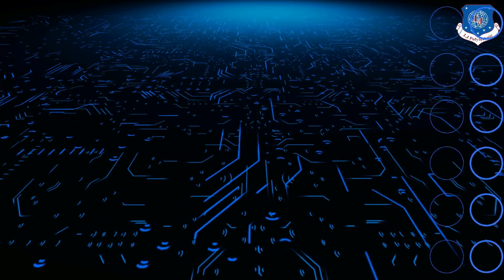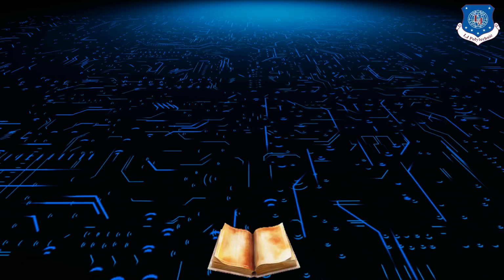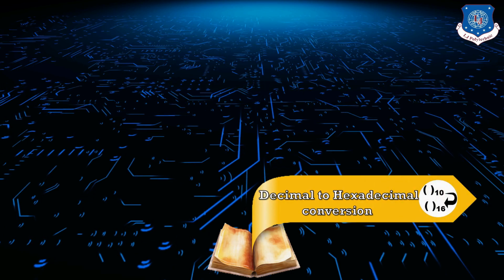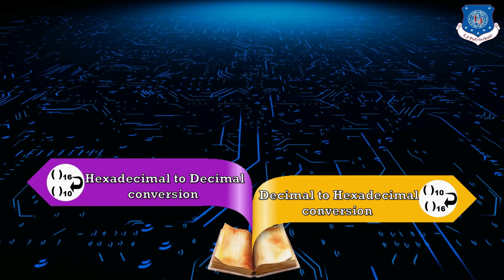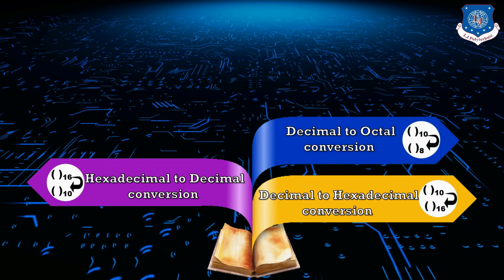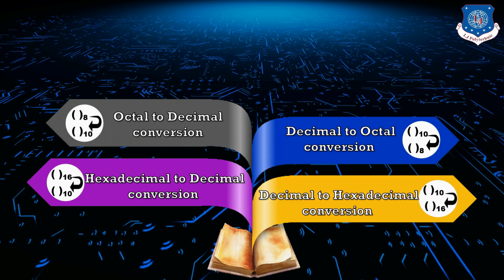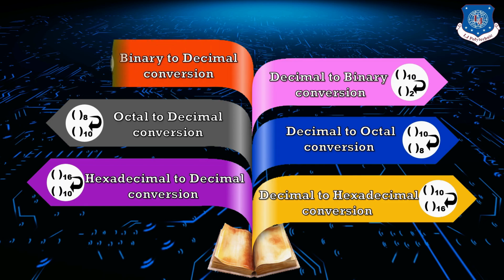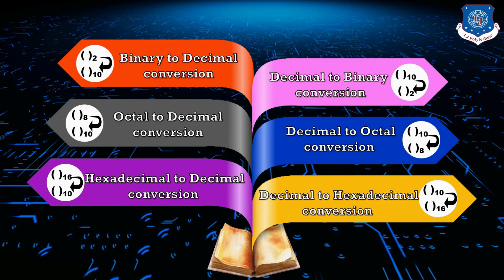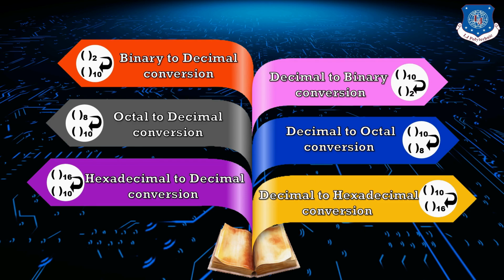We learn the conversion of number systems with the help of a calculator. Here you will see 6 types of conversion are possible with the help of a calculator: decimal to hexadecimal, then hexadecimal to decimal, then decimal to octal, then octal to decimal, then decimal to binary and binary to decimal. These 6 categories of conversion will be done with the help of a calculator.